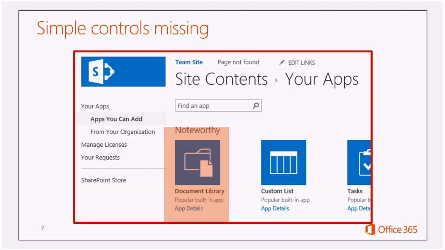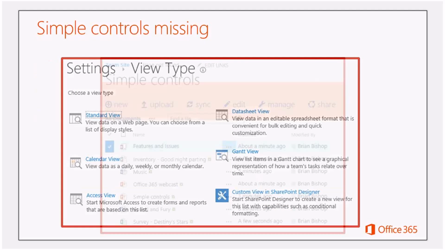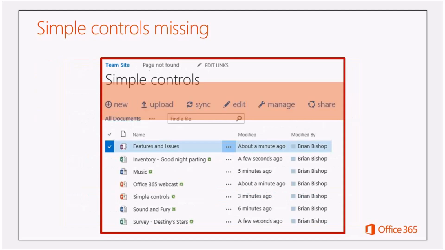So let's take, for example, a new document library that we work with. We create that document library. We have our standard view, and we have our default view style showing up. So I do see my Word documents, my Excel, my OneNote notebook, but I do see my new, upload, sync, and so forth in that simple controls bar.